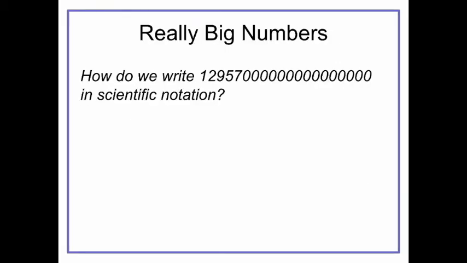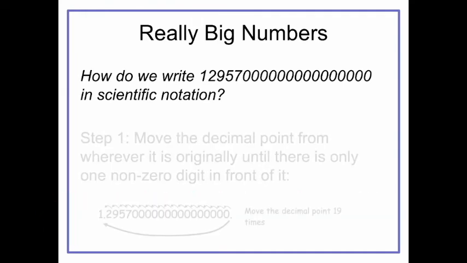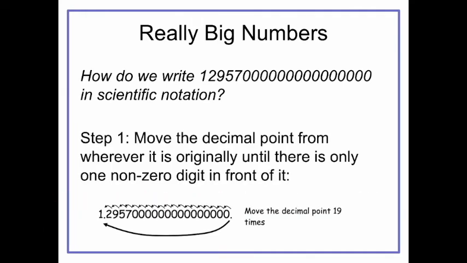Let's start with scientific notation for really big numbers. For example, how do we write this number here in scientific notation? Step 1, move the decimal point from wherever it is originally until there's only one non-zero digit in front of it. We're moving it 19 times and we're moving it to the left.